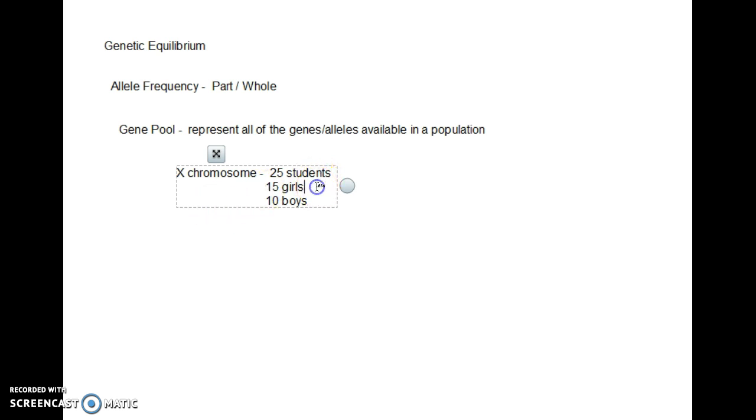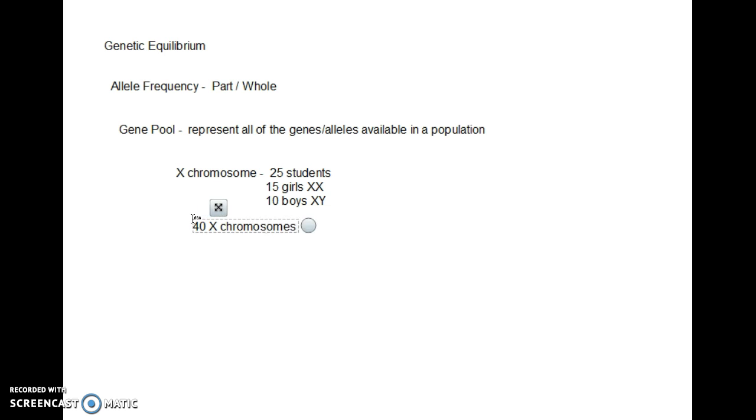Knowing that girls have 2 X chromosomes and a boy has an X and a Y, what we would do is multiply the 15 girls, since each of them brings to the table 2 X chromosomes, by 2, and that would give us 30. Each boy only has 1 X chromosome, so that would be only 10 X chromosomes from the boys in the classroom. When you add those together, 30 plus 10 brings us to 40. That's our total number of X chromosomes in this population. So 40 X chromosomes.